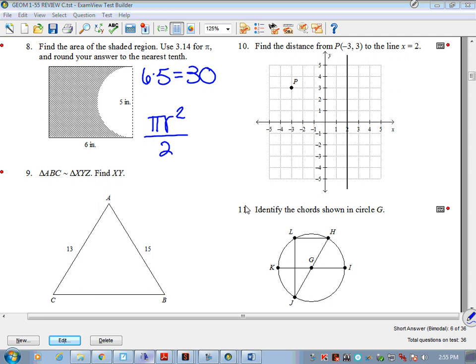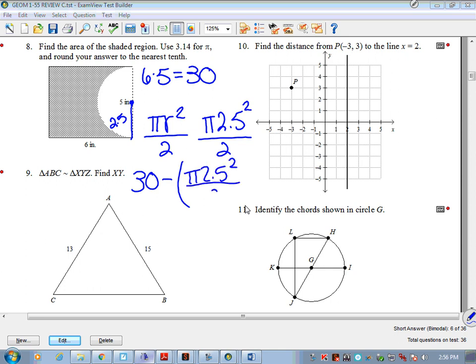In this case, the radius is half the width. So if the whole width there, the diameter, is 5, then the radius is 2.5. So we've got pi times 2.5 squared divided by 2. So we're going to want to know what that is. Ultimately, we are taking 30 minus pi times 2.5 squared divided by 2.